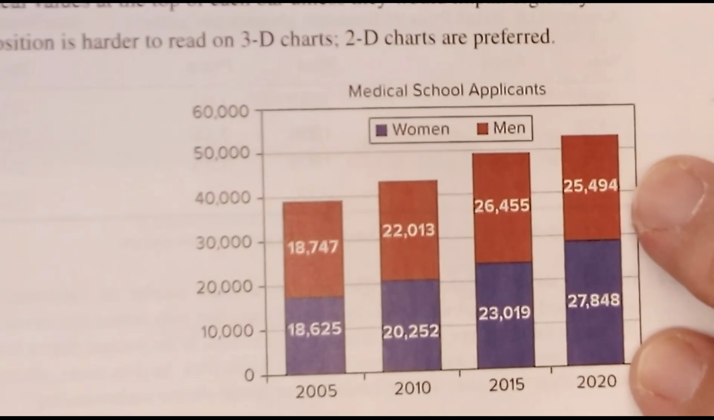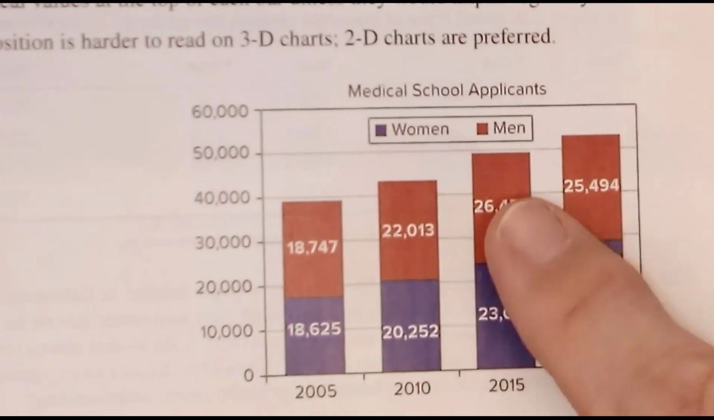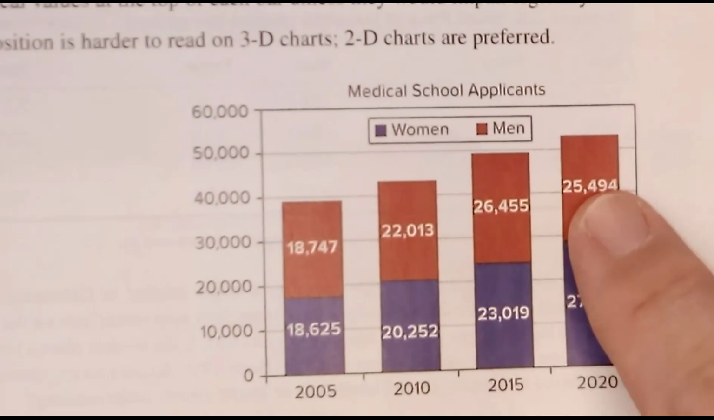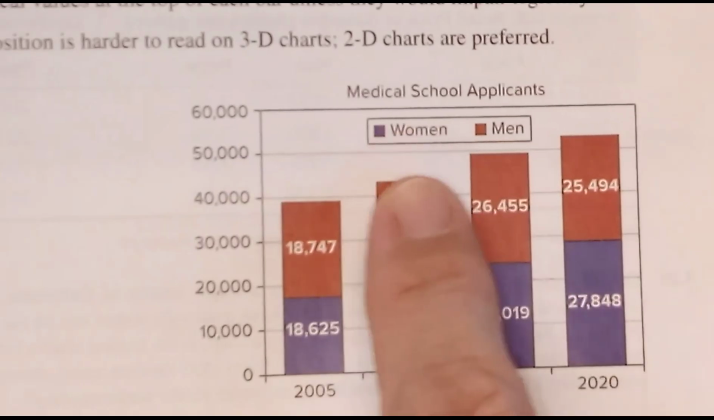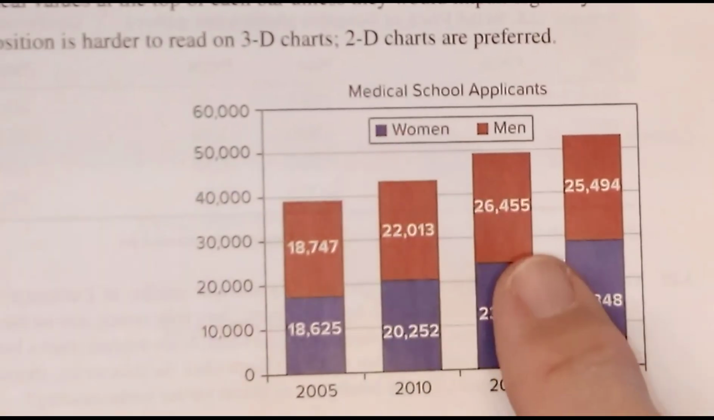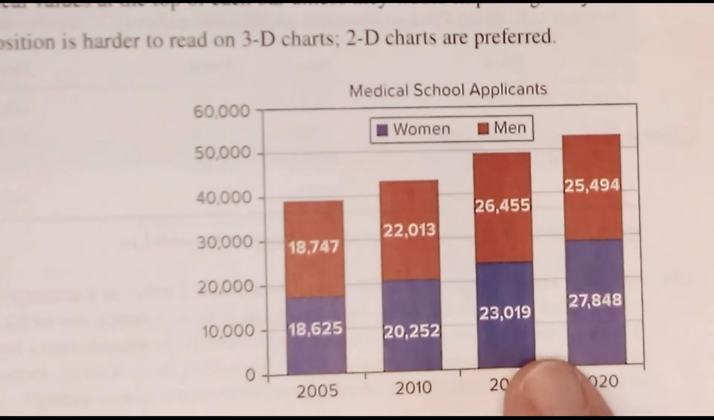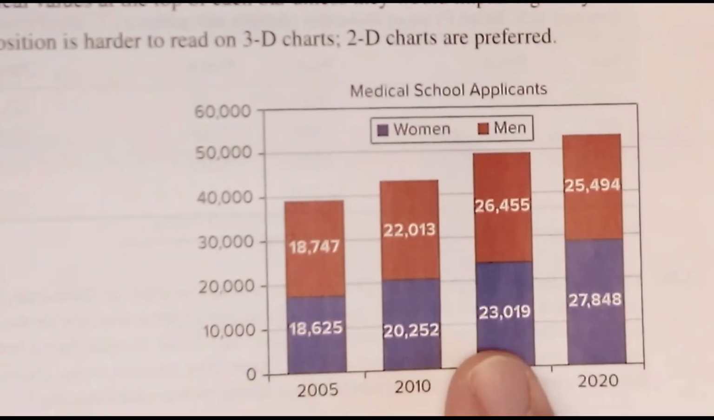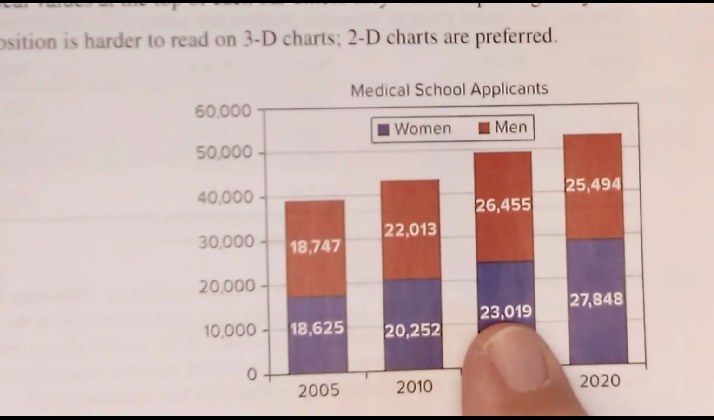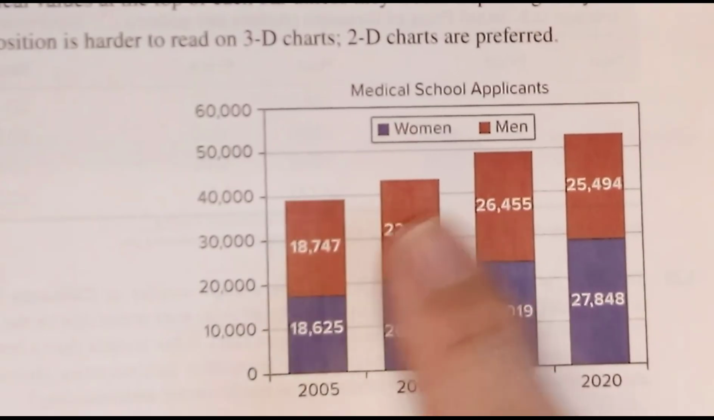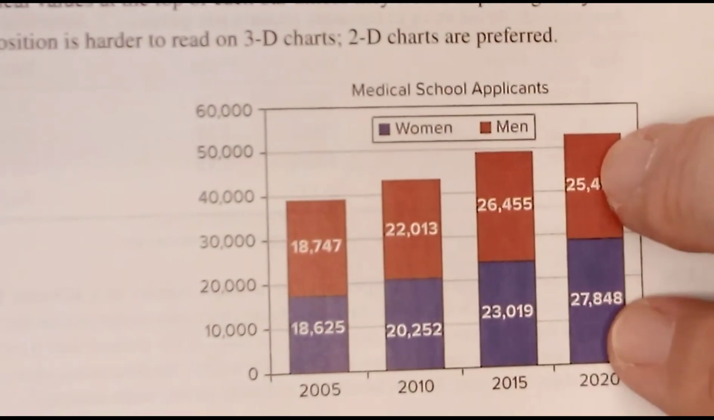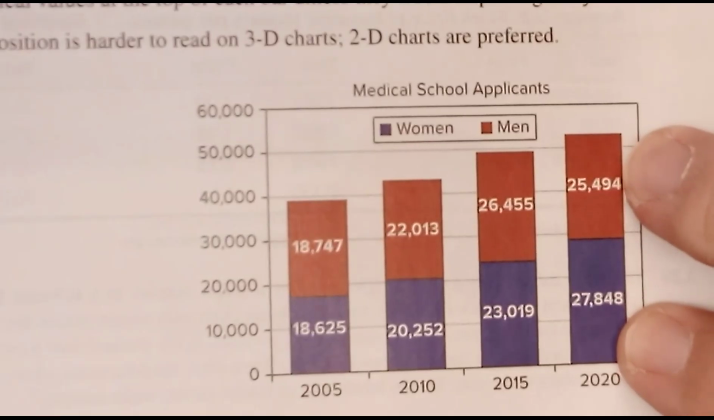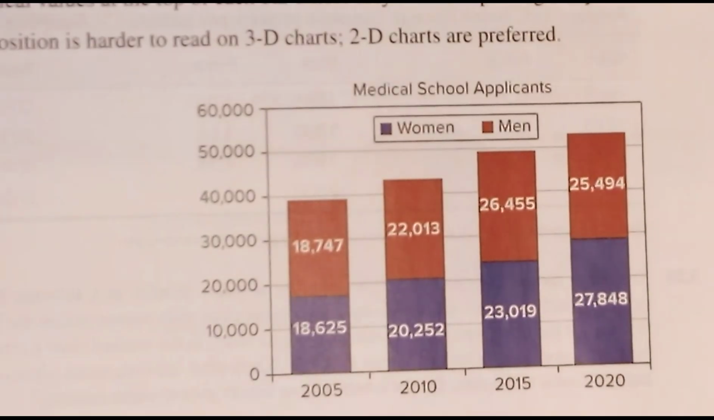On 15, men increased while women were at a lower pace. Okay, wait a second. You've got those colors reversed. The red is the men's applications. The blue is the women's applications. Yeah, I was talking about 2010 to 20. Oh, 2010. So from here to here. Yeah, women went at a slower pace than men. Absolutely. But what happened between here and here? Men decreased while women increased a lot more.